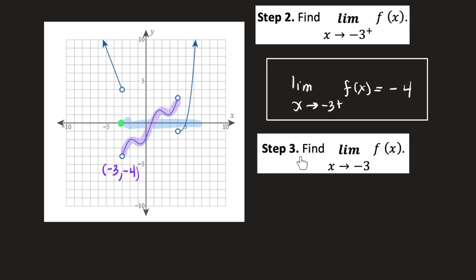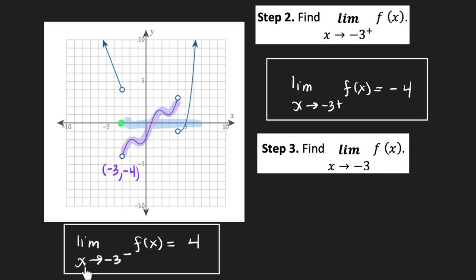For step 3, we're asked to find the limit as x approaches -3. You notice there's no plus or minus like an exponent for this particular limit, so it's understood to be, whether I'm coming from the left or the right, what's the limit? From step 1, the limit as x approached -3 from the left was 4, but when I come in from the right, I get -4. In order for the two-sided limit to exist, these two values have to be the same. So therefore, it does not exist.